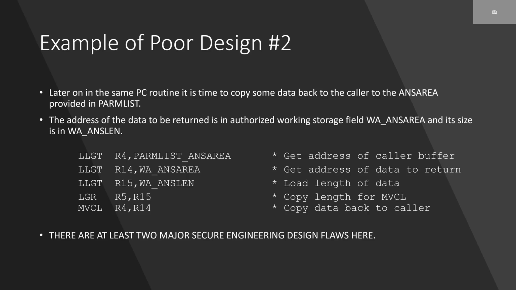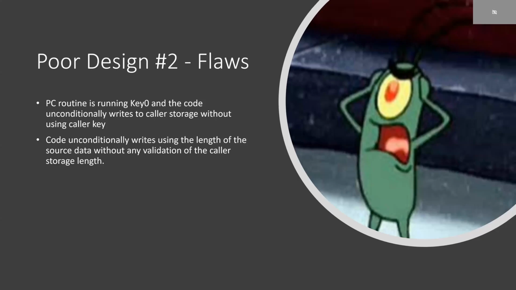So what he's doing here, he's saying, right, okay, I'm going to get the caller's answer area. I'm going to get the address of my answer area and its length, and then I'm going to do an MVC out and copy it straight back. There's a couple of really major flaws here. The PC routine again is running in key 0, and the code unconditionally writes back to the caller storage without using the caller's key. But also, and more seriously perhaps, the code unconditionally writes using the length of the source data without any validation of the caller storage length. So you could provide an overwrite here, so you can start writing over and past the caller supplied buffer.